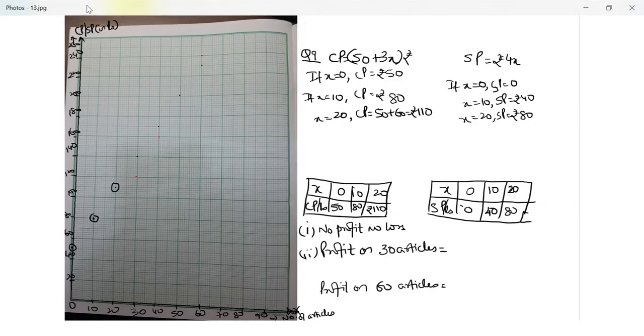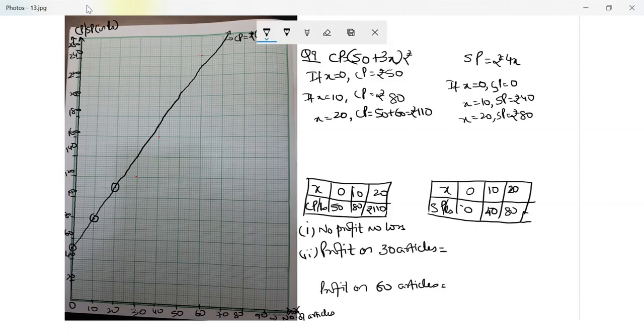So here let's join these 3 points and extend them using a scale. Now you would be able to get this line much better because you will have a proper scale. I do not have access to a scale here. This line that I have plotted is CP is equal to rupees 50 plus 3x.